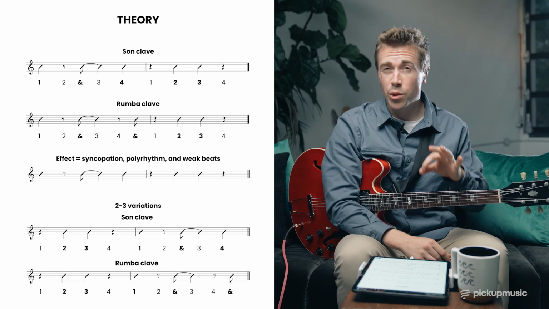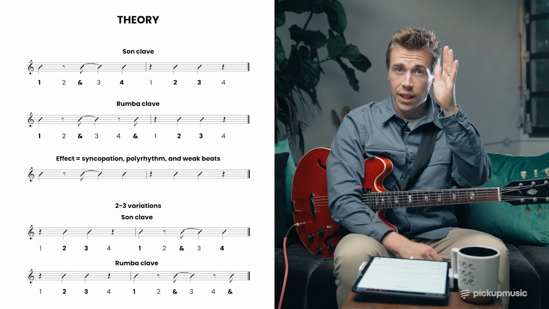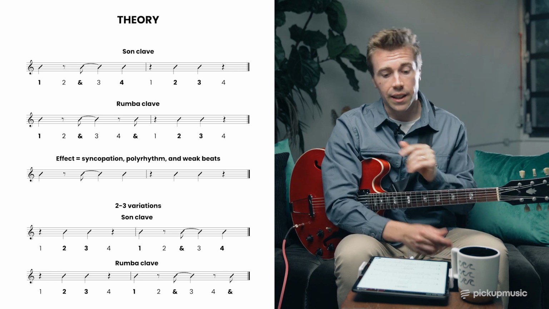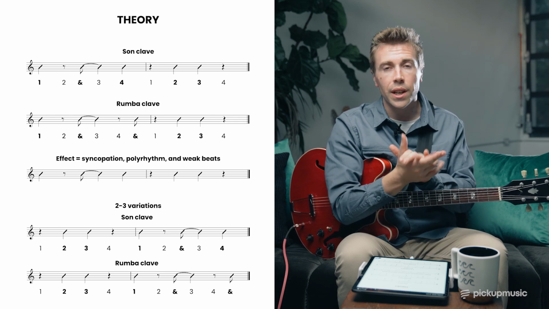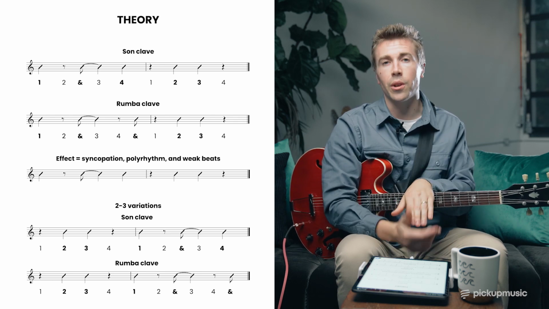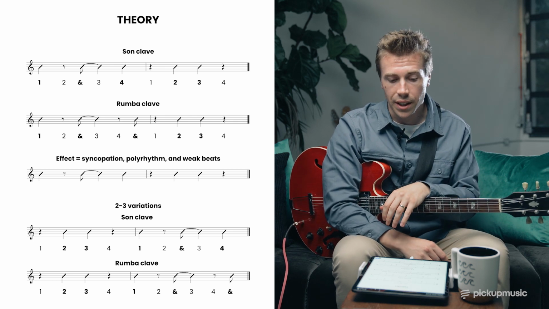Then next we have the rumba clave. Now the only difference between them is the 4 is changed to a 4 and. So that sounds like this. 1, 2, and 3, 4 and, 1, 2, 3, 4, 1, 2, and 3, 4 and, 1, 2, 3, 4. So not as common in pop music, but very, very common in Latin music.